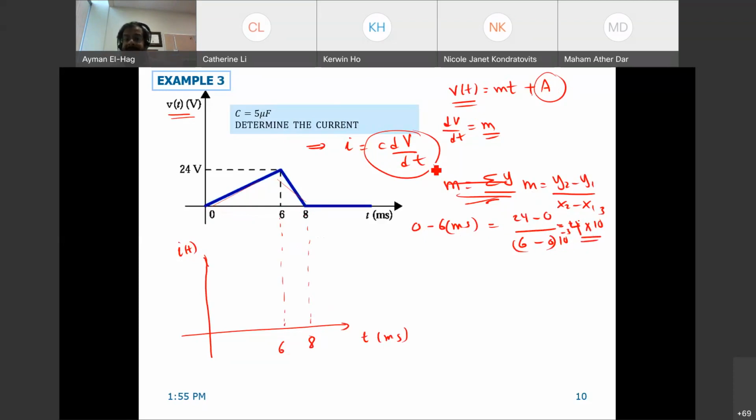Now, what is the current? I here is equal to C. C is 5 times 10 to minus 6 multiplied by 4 times 10 to the power of 3.